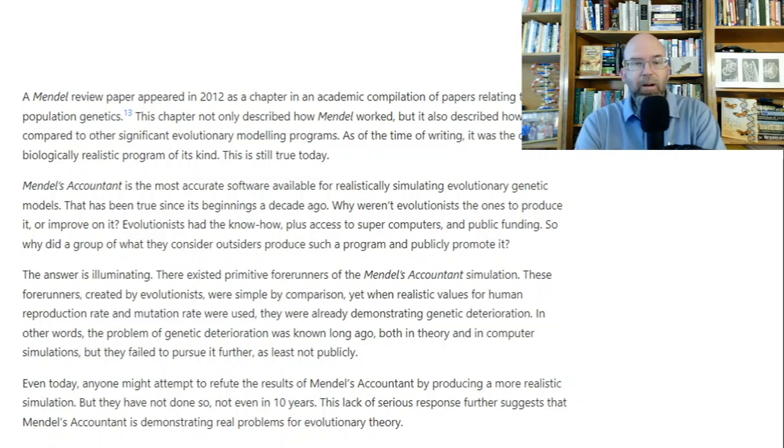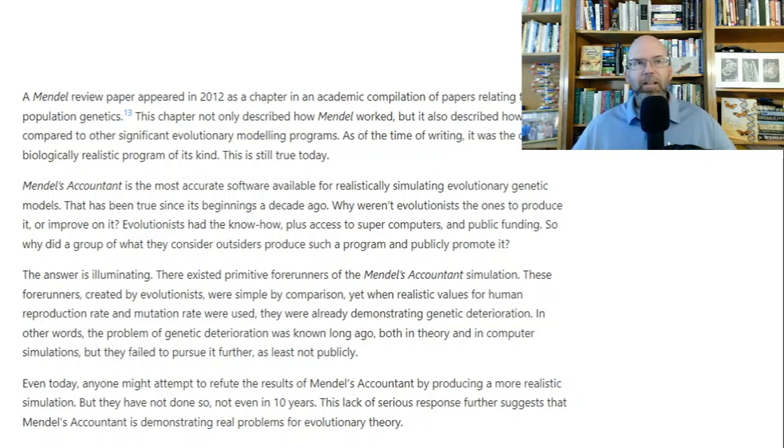In other words, the problem of genetic deterioration was known long ago, both in theory and computer simulations, but they failed to pursue it further, at least not publicly, maybe behind closed doors. You know, they're secretly gnashing their teeth over the results they're getting. But they're not publicly wanting to talk about this.